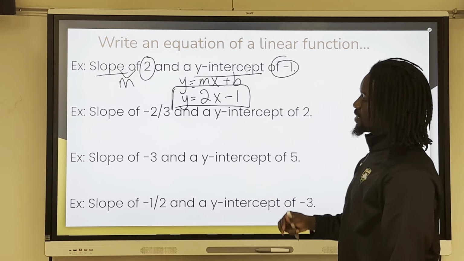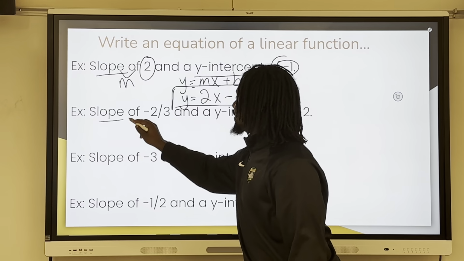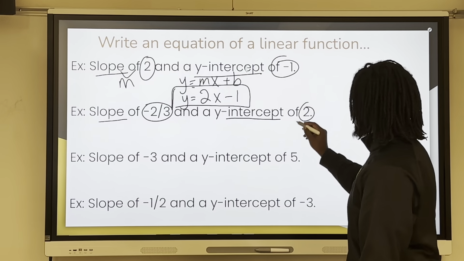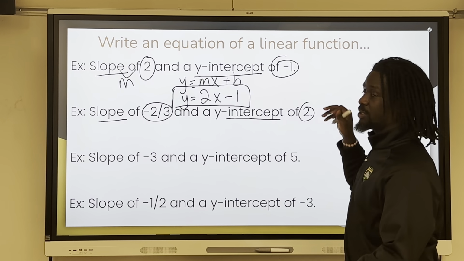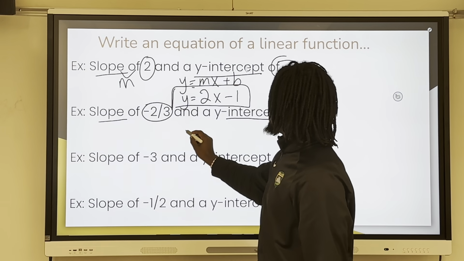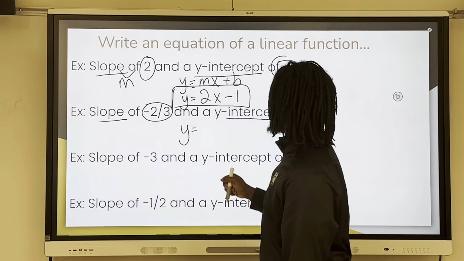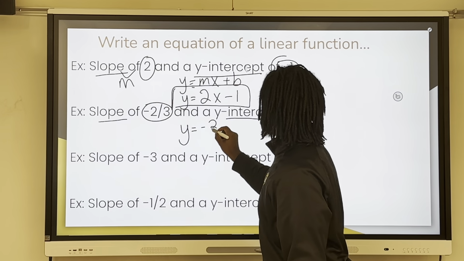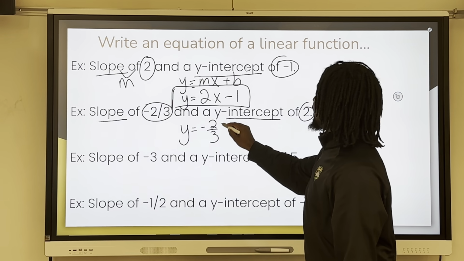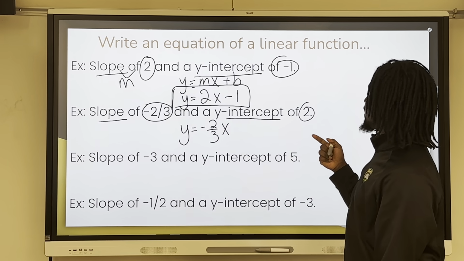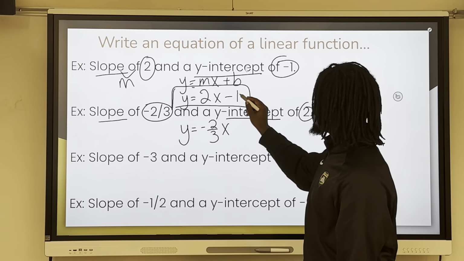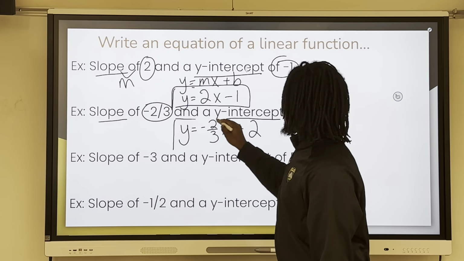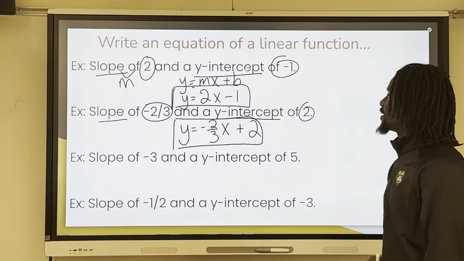Let's look at a second example. This time the slope is -2/3, and the y-intercept is 2. I'm going to write an equation for this information. It is going to be y equals, the m is the slope, so that is going to be negative 2/3, x, and then the y-intercept is the b. The y-intercept is 2, so it is going to be plus 2. That is the equation for that information.